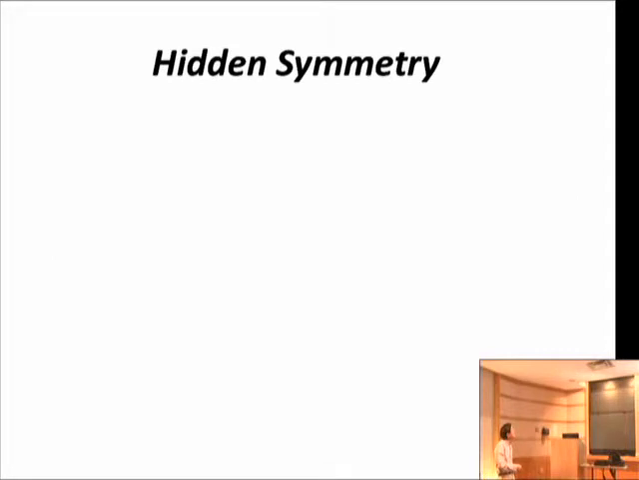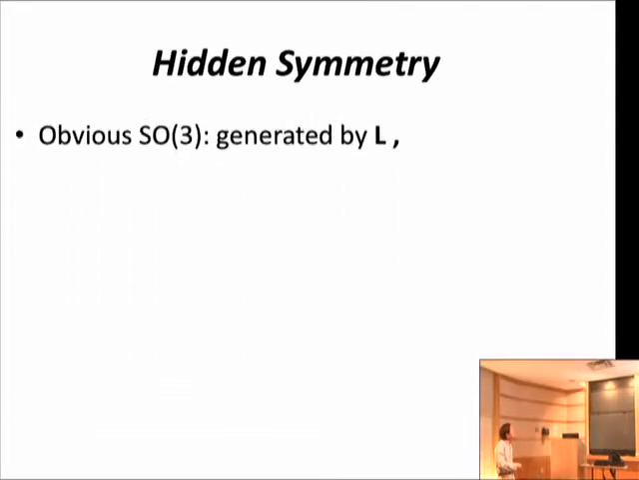Now I want to talk about the hidden symmetry. There's an obvious SO(3) symmetry because of the central force, and there's something called Noether's theorem, which says whenever you have symmetry, you have a conserved quantity, and vice versa. And here you have L, the angular momentum. It has 3 components. It will be the generator of this SO(3). SO(3) is a 3-dimensional Lie group.